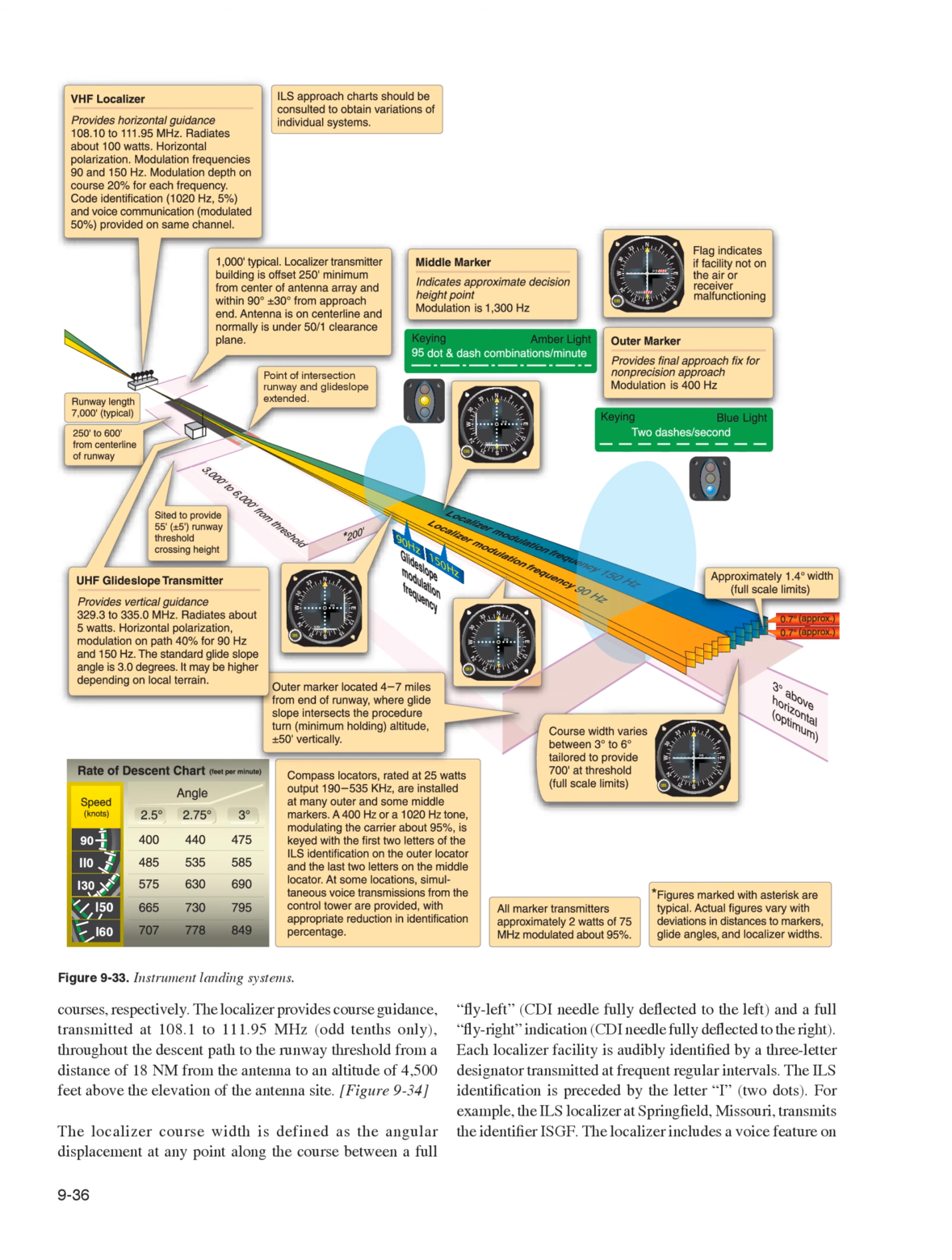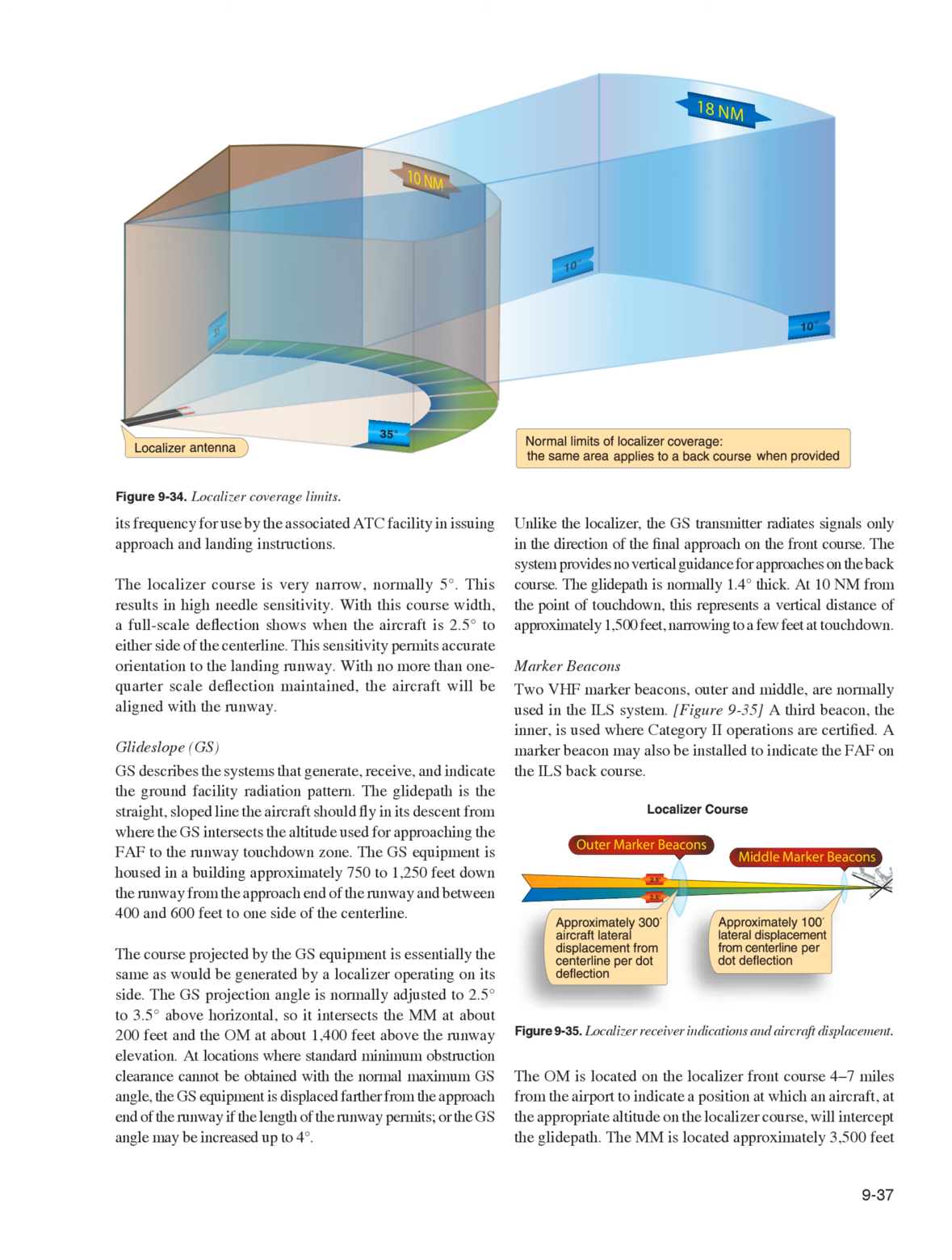and a full fly right indication, CDI needle fully deflected to the right. Each localizer facility is audibly identified by a 3-letter designator transmitted at frequent regular intervals. The ILS identification is preceded by the letter I, 2 dots. For example, the ILS localizer at Springfield, Missouri, transmits the identifier I-SGF. The localizer includes a voice feature on its frequency for use by the associated ATC facility in issuing approach and landing instructions.